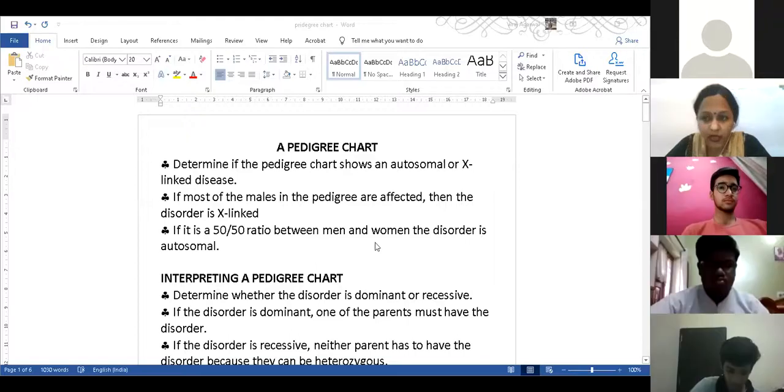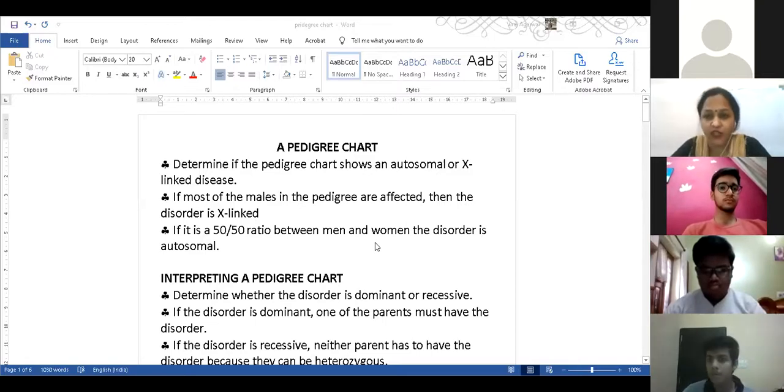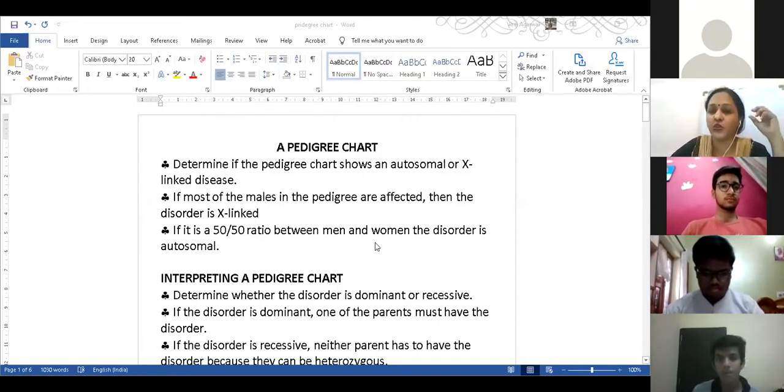Something very, very important, not only from the point of view of your exams, that is your theory paper, but also from the point of view of your practicals, because in your practicals, in spotting, one of the experiments is analysis of a pedigree chart. Okay, and how do you analyze a pedigree chart? First of all, how do you start analyzing?